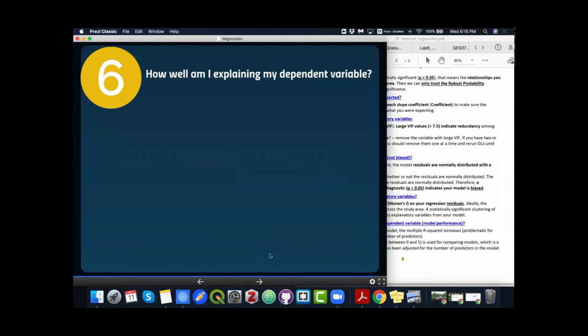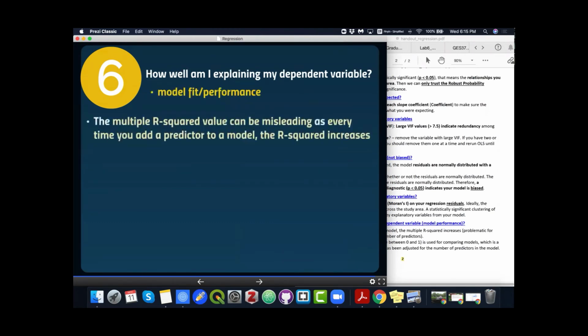And the last check, we're almost there. Sorry for taking so long. For the 6th check, it's about how well I am explaining my dependent variable. So the last check is about looking at the model performance and the model fit that we mentioned last time. If you still remember, we introduced the R-squared value, the coefficient of determination. So this R-squared value will be used to run the 6th check.